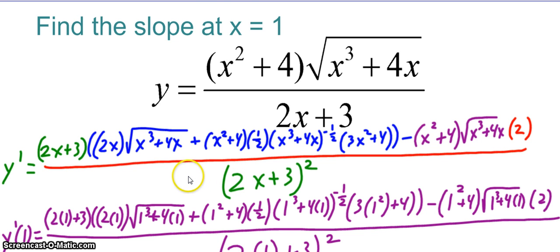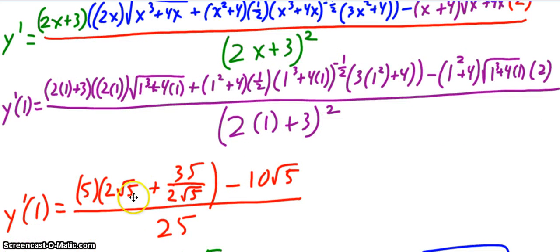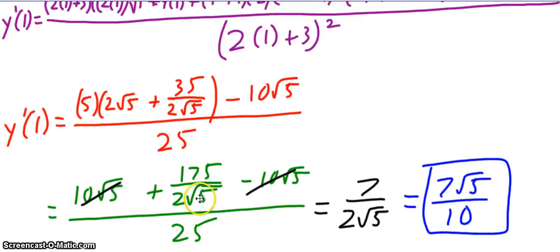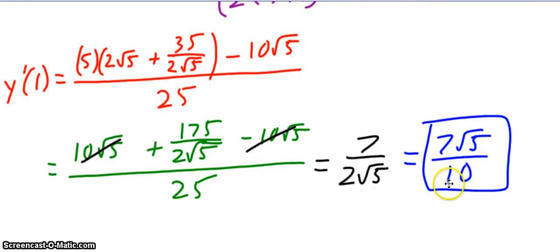Now at this point, because all we were trying to do was find the slope at x equals 1, I just plugged in 1. I didn't try to simplify at all. Plug in 1, now I combine like terms, simplify, simplify, and I get 7 root 5 over 10.